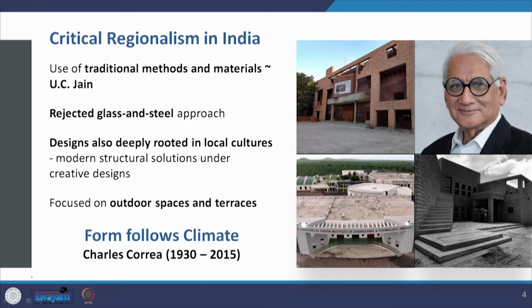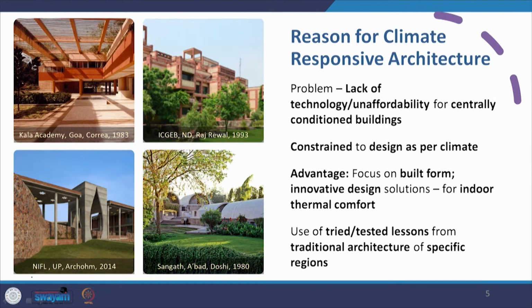So we come to the dictum proposed by Charles Correa. If form follows function was a dictum that was the backbone of modernism, then Charles Correa gave a dictum for modern Indian architecture: form follows climate. That is, in India, climate plays a very important role in the kind of forms we evolve.